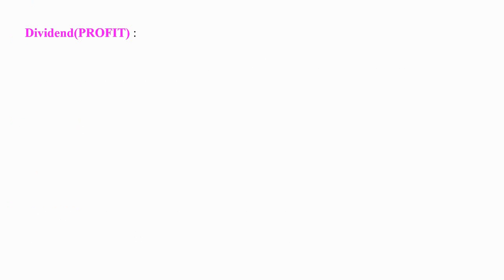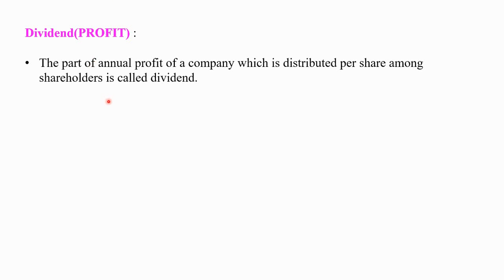Now, the next main concept that we need to know is dividend. Dividend is also known as profit. Why would any person want to invest in shares? The answer is dividend or profit. Suppose you have purchased shares of a particular company, and that company is making good profit. Then the part of the annual profit, that is, how much profit the company makes yearly, is distributed per share among the shareholders, and that profit is called a dividend.